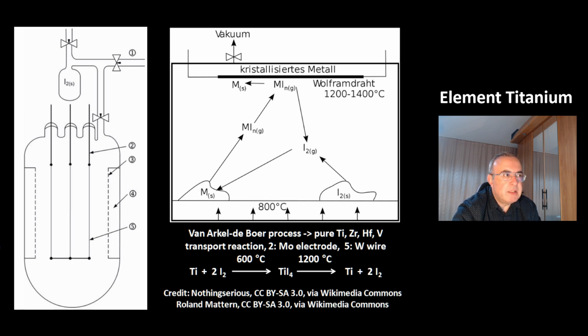At the left, this is the apparatus. Number 2, this is the molybdenum electrode. Number 5 is the tungsten wire. The raw material is put here at number 4. Then you use this reaction of titanium with iodine at 600 degrees Celsius to get titanium tetraiodide.